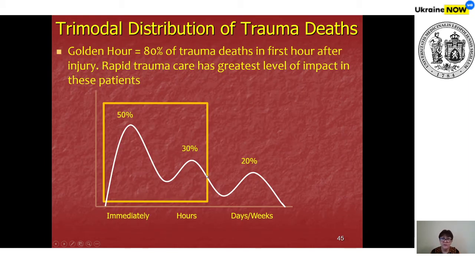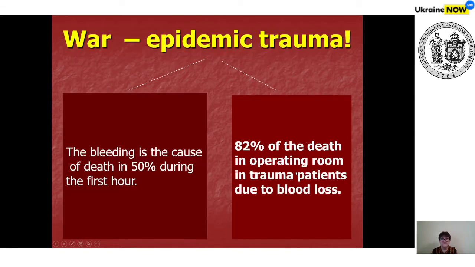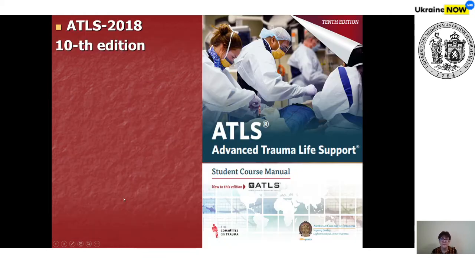There is a trimodal distribution of trauma deaths. During the first hour, 80% of all deaths occur. So rapid trauma care has the greatest level of impact on these patients. Golden hour. War is an epidemic of trauma, and bleeding is the cause of death in half of the deaths during the first hour, and 82% of the deaths in the operating room in trauma patients are due to blood loss.